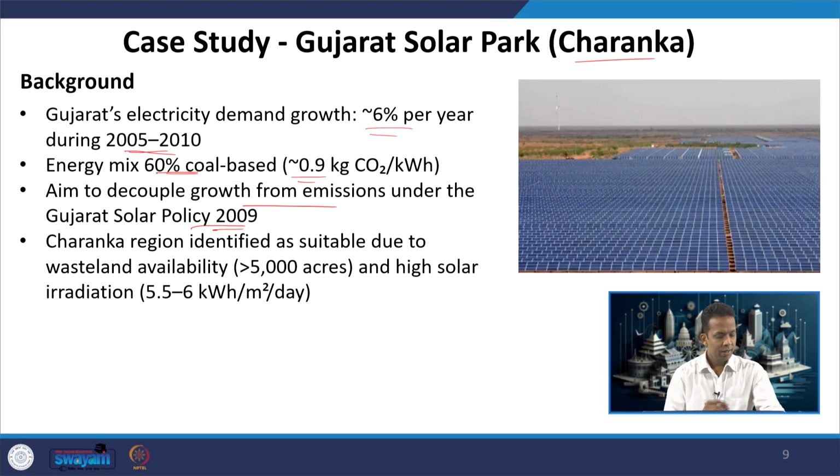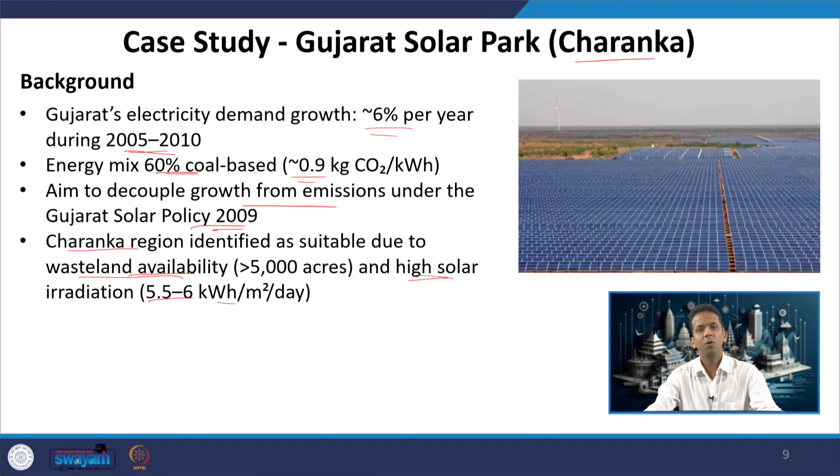The region identified for one of the biggest solar parks in Asia was Charanka, because it was a wasteland, more than 5,000 acres of land was available, and the solar radiation in that region is very high, 5.5 to 6 kilowatt hour per meter square per day. So, it is very good irradiation data.